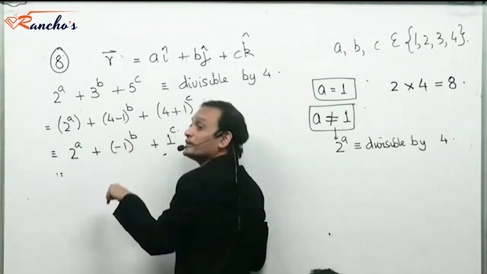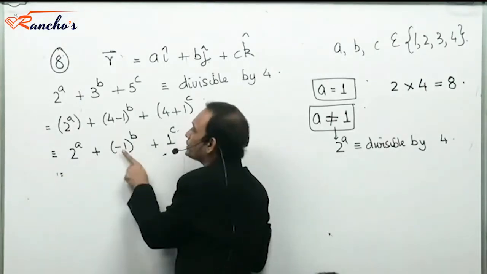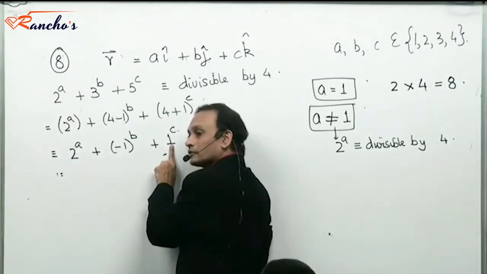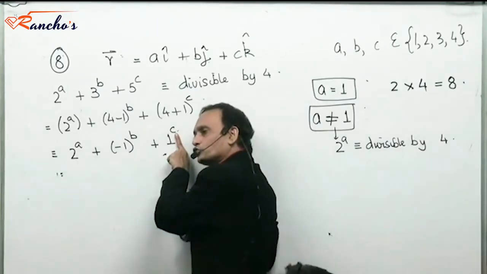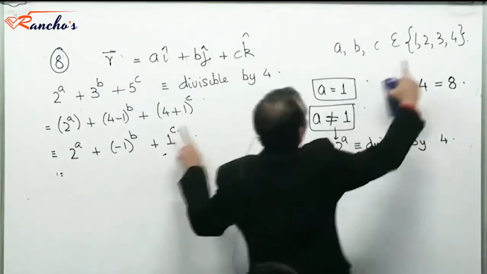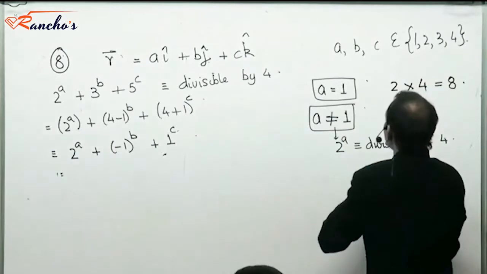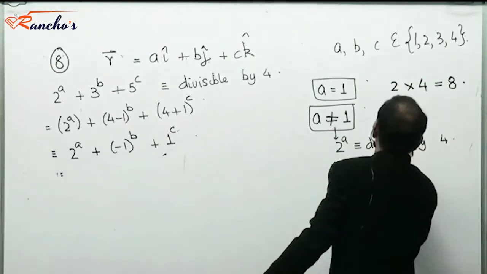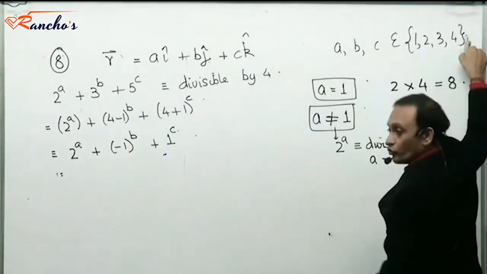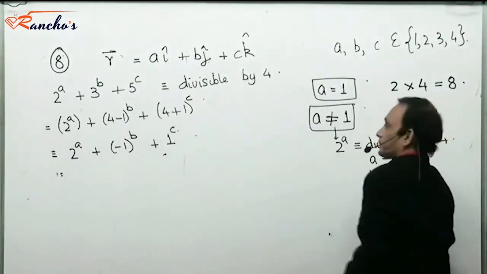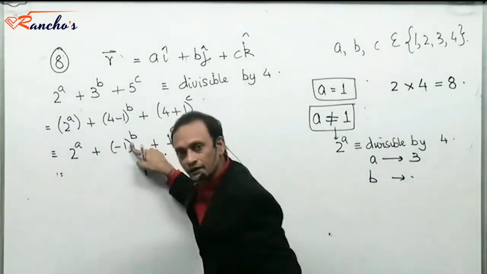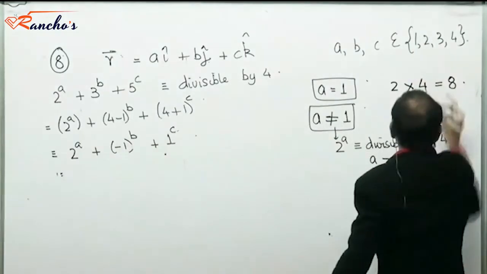B therefore must be odd, because if b is odd, this will become minus 1 plus 1. So c can be any value from 1, 2, 3, 4. A, if not 1, can assume 3 values: 2, 3, 4. B should not be even, so b can assume values like 1 and 3.